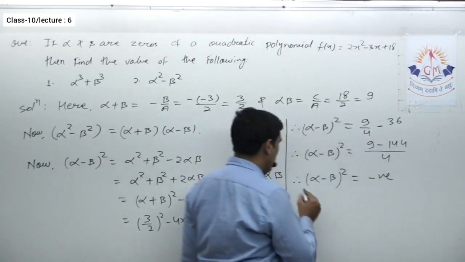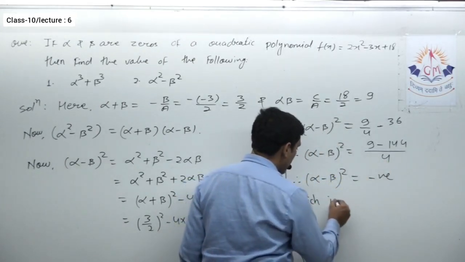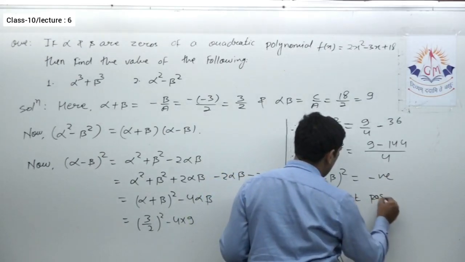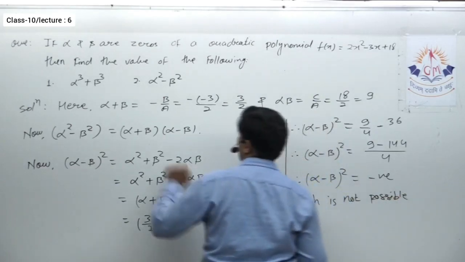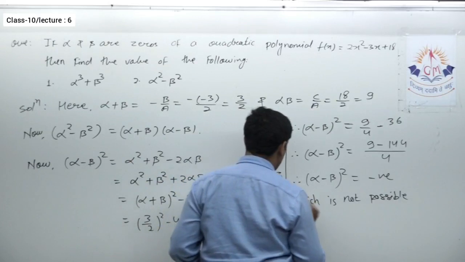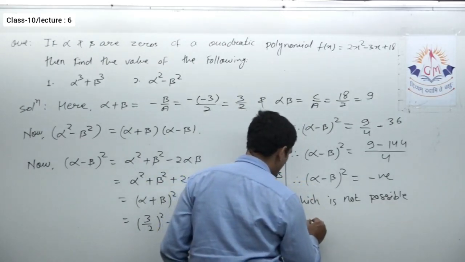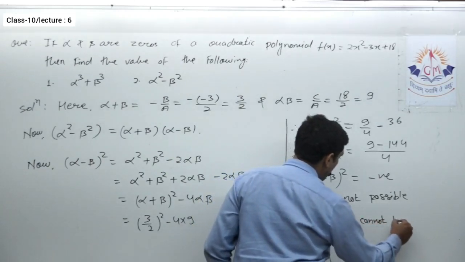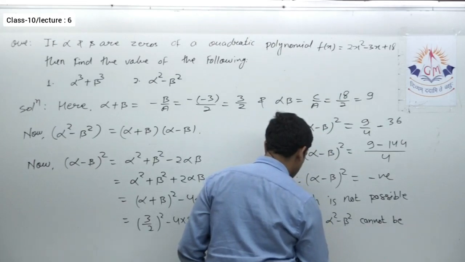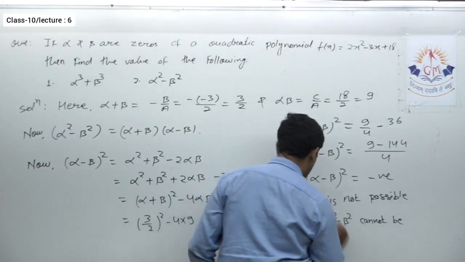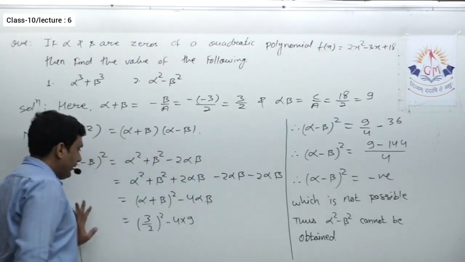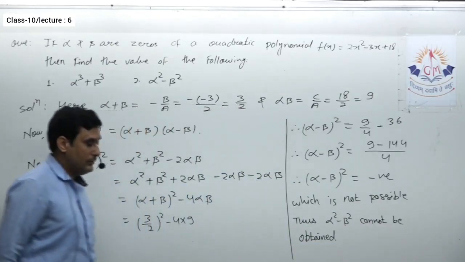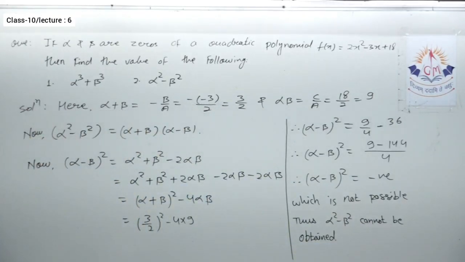It is negative, which is not possible. The square of any quantity cannot be negative. So here I can write that the value of alpha square minus beta square cannot be obtained. I intentionally gave you this question so that you can understand that whenever you get a square as negative, it is not possible to solve it further. Please note it down.